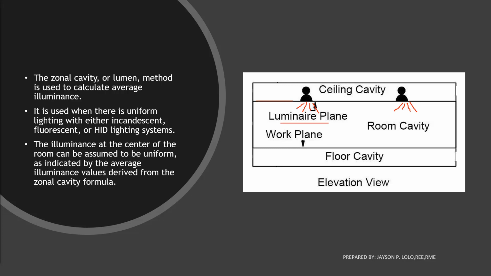Then the room cavity, the space of the room. Work plane is assumed, this is your table. Now from the table to the floor itself, this is what we call floor cavity. So you have three cavities that we consider: the ceiling cavity, the room cavity, and the floor cavity. And we have also two planes: the luminaire plane where your fixture is installed, and the work plane is the target plane or the task area.